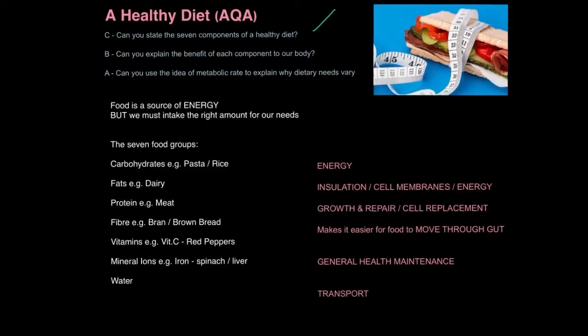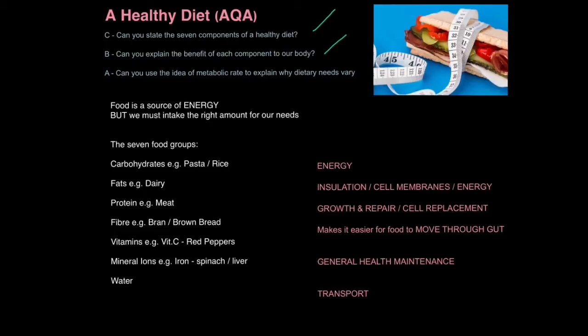Water is essential for transport. 90% of our blood is in fact water, and it's very important for transporting dissolved substances such as glucose and amino acids around the body. So water is incredibly important. If you want to understand that, just remember next time you're thirsty how powerful that sensation is, and that's our body craving water to keep us alive. So hopefully now you can explain the benefit of each component to our body.